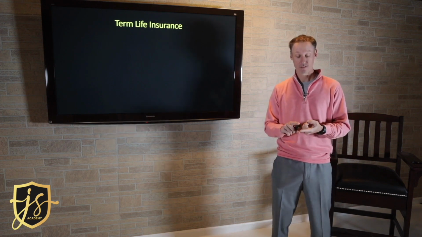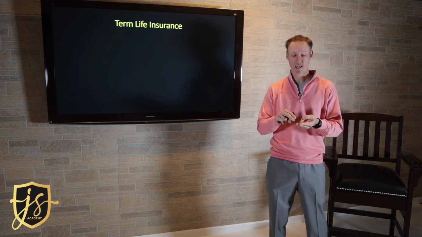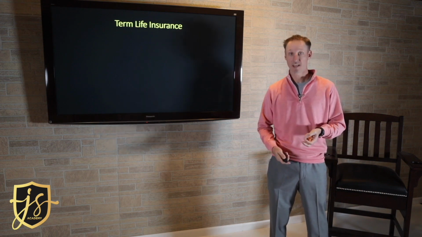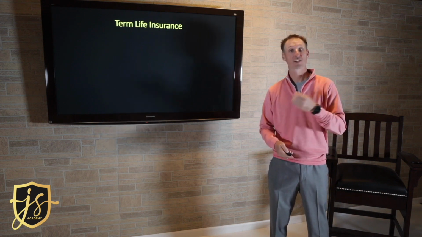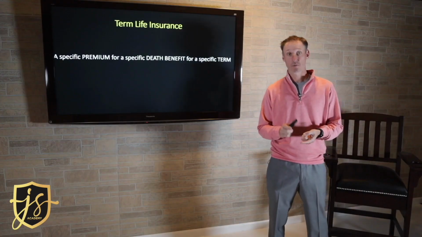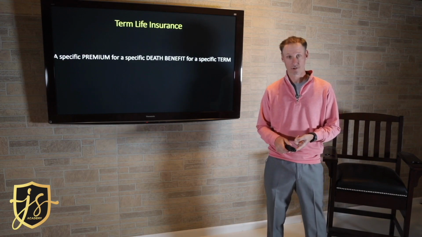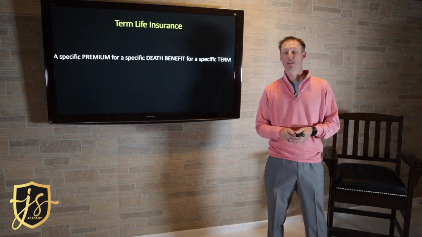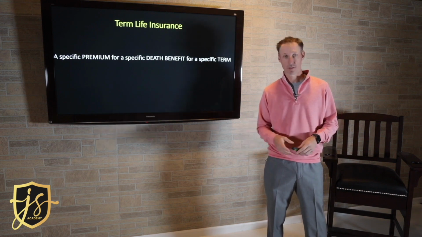Term is a life insurance policy that has a specific premium for a specific death benefit for a specific set of time. Of all the three insurance options out there, term is the cheapest insurance there is. It normally goes in variations, but normally it's 10, 20, or 30-year terms. The longer you have the term, the more expensive the premium's going to be.